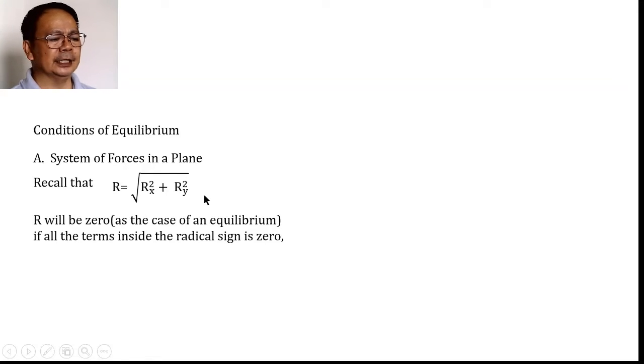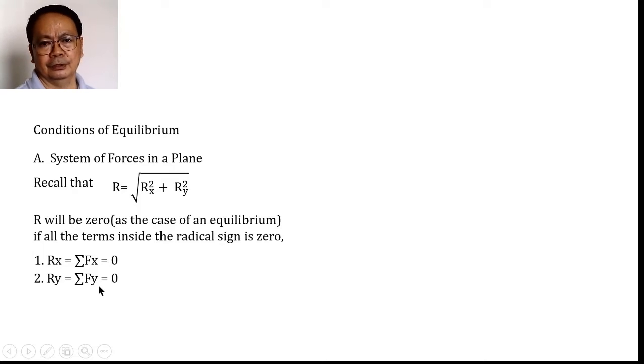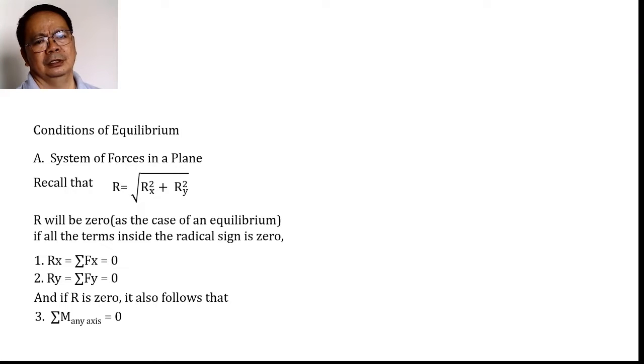Kaya, pag isinimplify natin yan, lalabas Rx, which is the summation of force along X, must be equal to 0. Similarly, yung Ry natin, which is the summation of force along Y, must also be 0. At dahil nga ang R ay 0, kapag ito i-multiply natin sa any moment arm, sabihin natin yung moment arm malaki, as long as the resultant is 0, ano mangyayari sa moment? Ang moment effect niyan is also 0. Sabihin niyan, if R is 0, it also follows that the summation of moment about any axis will also be 0. Even if the axis is close to a point, to any point on the Cartesian plane, as long as it is in equilibrium, then the summation of moment about any axis shall be 0.